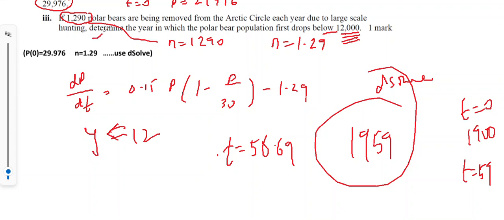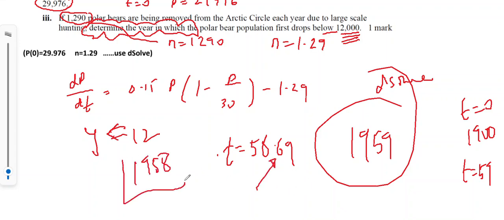Just thinking, determine the year in which. So it should be during 1958 sometime. But if we're looking at the first year in which it was, if we started on 1st of January, the answer would be 1959, but during which year should be 1958.